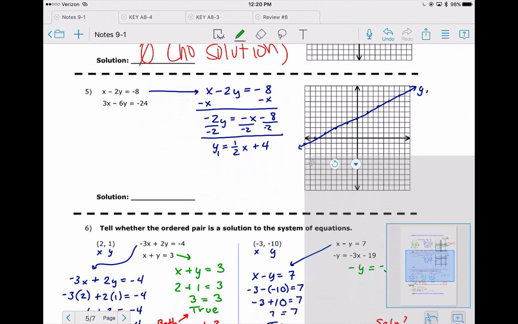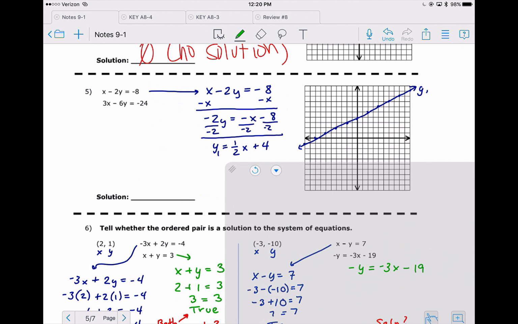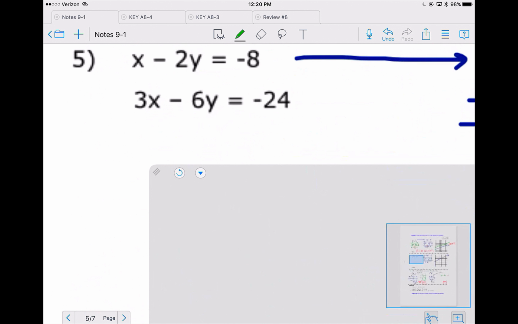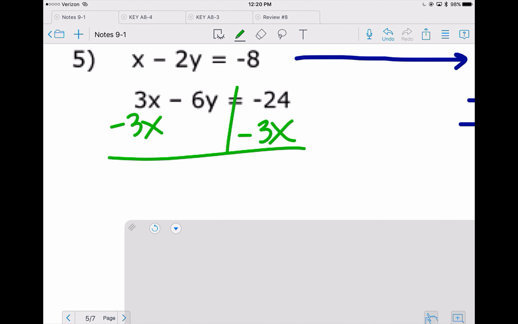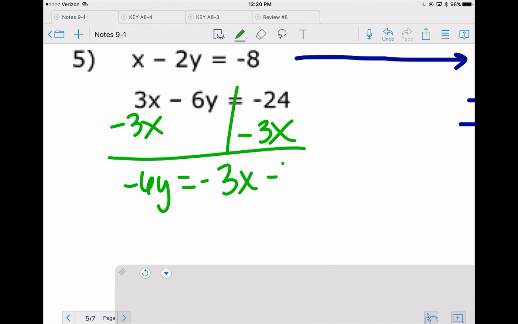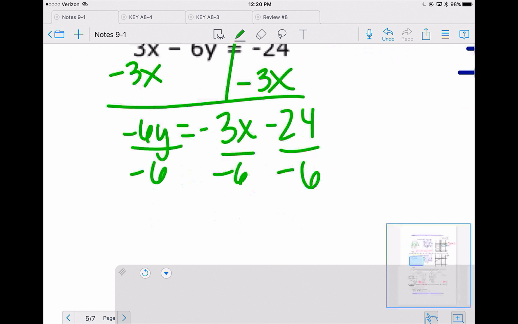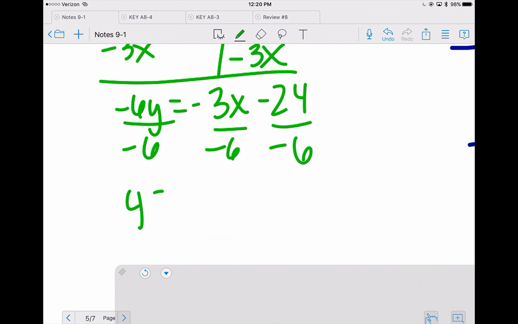For problem 5, the blue line has already been solved and graphed for us. We solved for y and started up at 4, went up 1, right 2. So I'm going to solve this one and graph it as well. So negative 6y equals negative 3x minus 24. Divide everything by negative 6. And y equals 1/2 x plus 4.